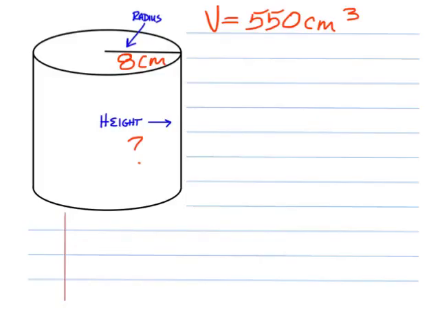Practice number 3. The cylinder has a volume of 550 centimeters cubed. The radius is 8 centimeters. You need to find the height.